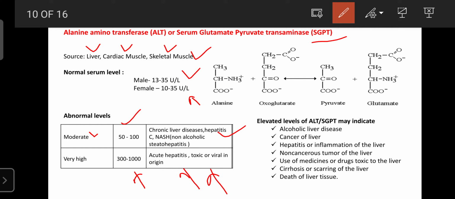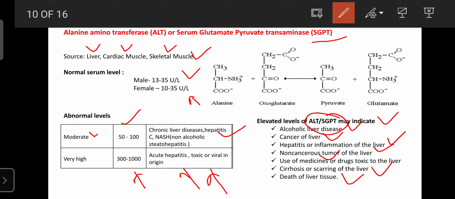So this elevated ALT SGPT level is also seen in the case of alcoholic liver disease, cancer of the liver, hepatitis or inflammation of the liver, non-cancerous tumor of the liver. Then there is toxicity due to use of medicines or drugs, and even in the case of cirrhosis or scarring of the liver or death of the liver tissues. So here this enzyme level is increased.